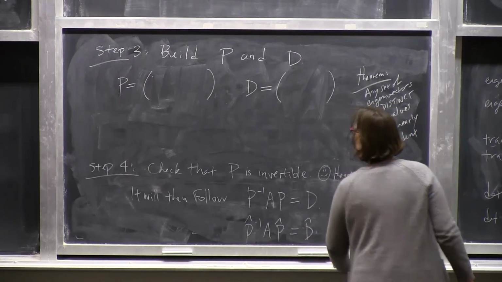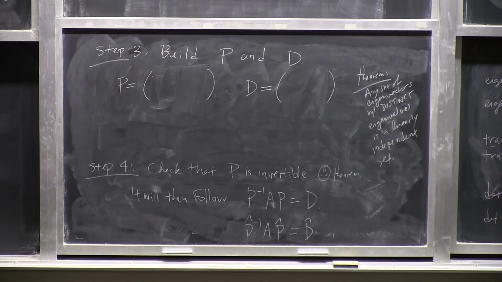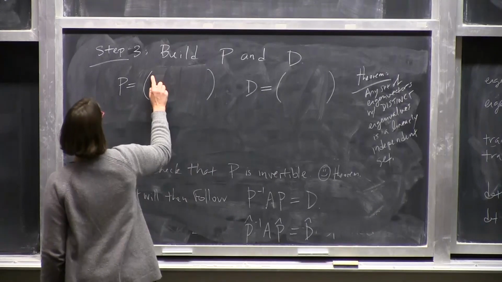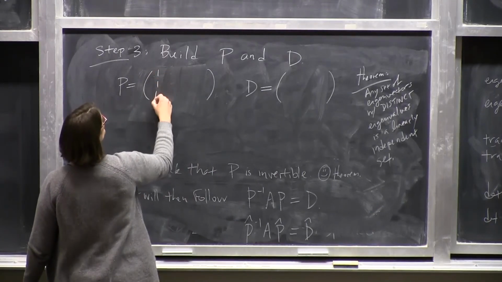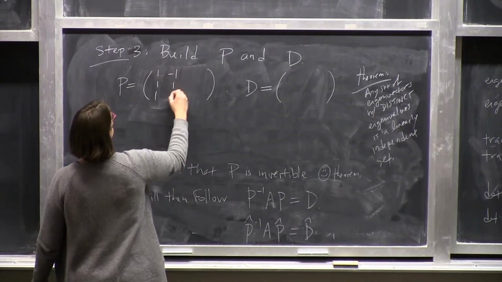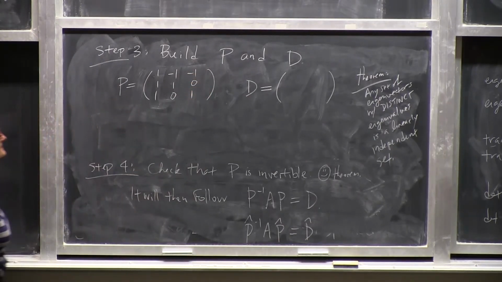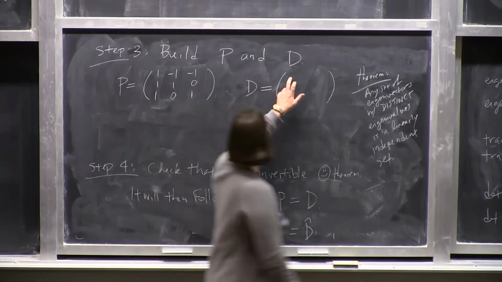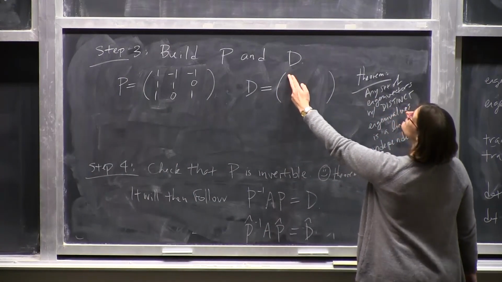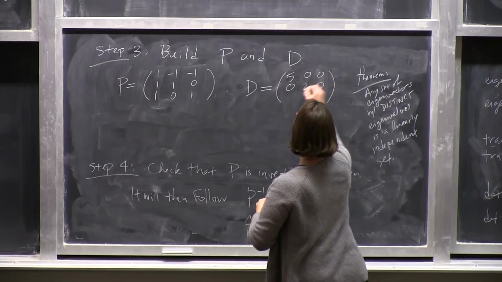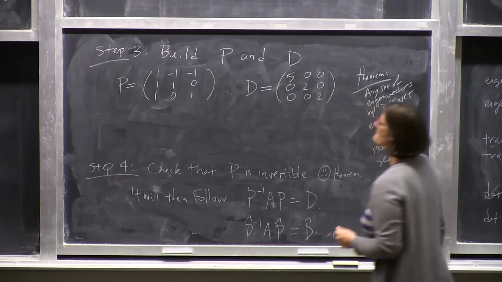Okay, so I need to use my eigenvectors to build a matrix. So let's go ahead. There's no particular reason, but we'll just do it this way. Minus 1, 0, 1. What is this entry? 5, 0, 0, 0, 2, 0, 0, 0, 2. Great.